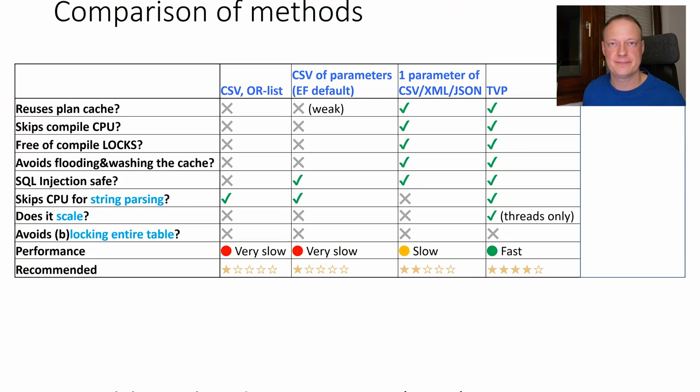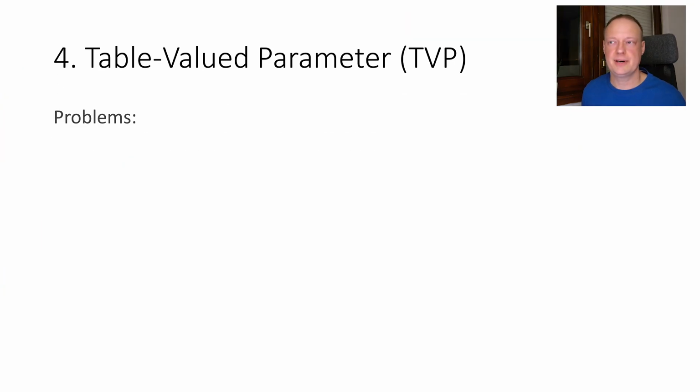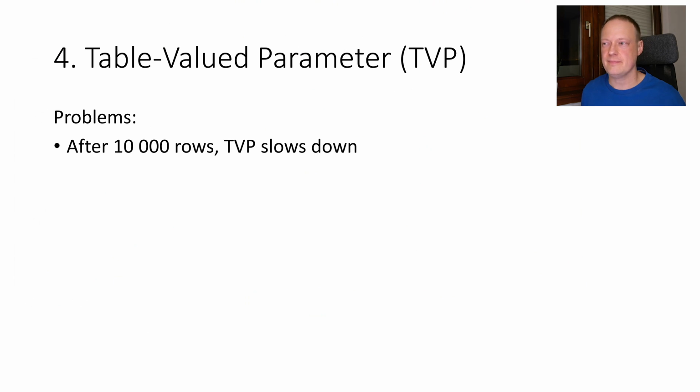So we have something better, something even better. This is a very fast, super efficient, very good method. But let's see how to improve even that. Table valued parameters have two problems. The first one is, if you insert more than 10,000 rows inside, for some reason it performs badly. I don't know the exact reason, but I measured it, I experienced that, so I keep my table parameters up to 10,000 rows.